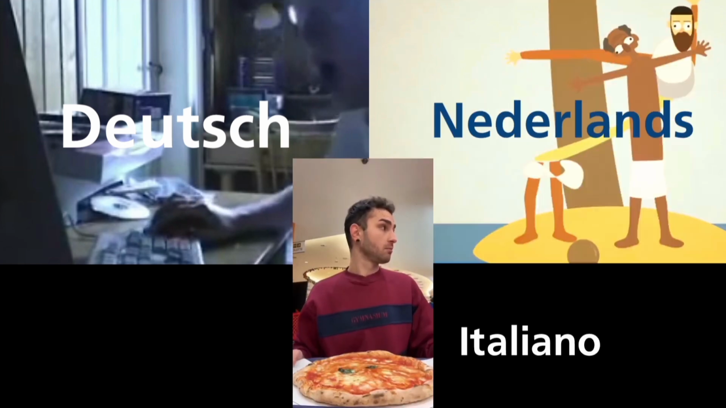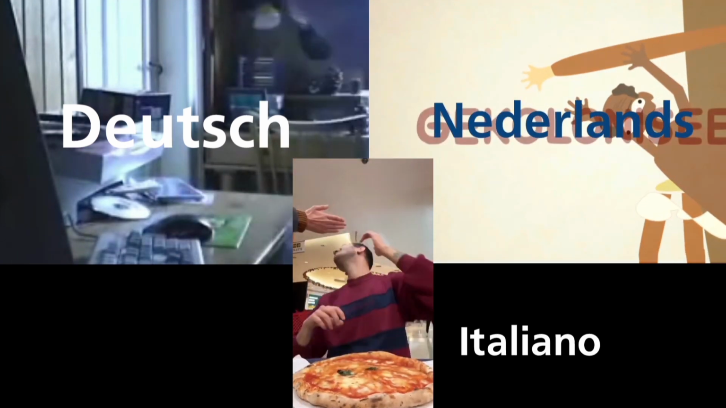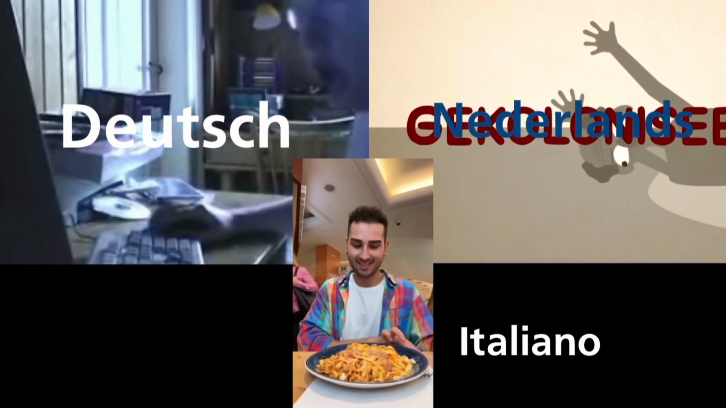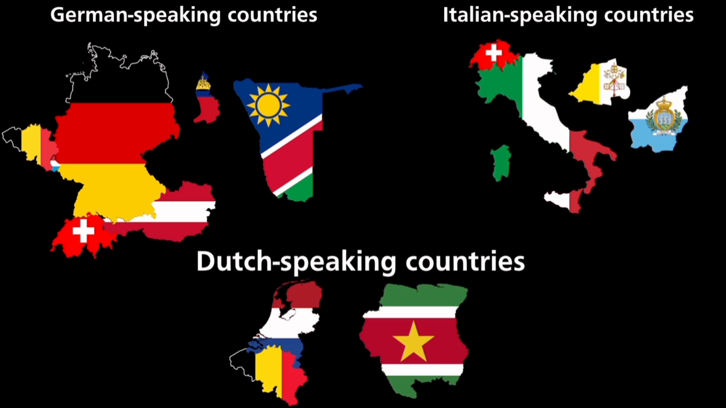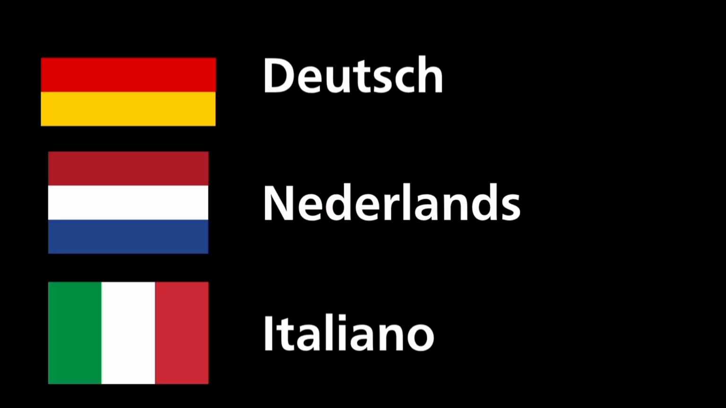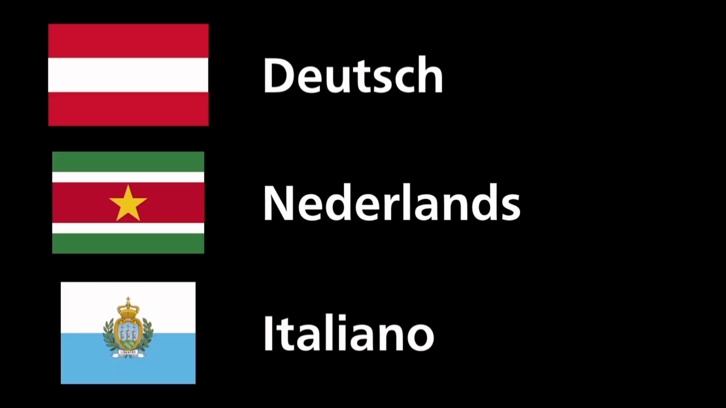German, Dutch, and Italian aren't as globally influential and widespread as the previously mentioned four, and are only limited to a handful of countries. You can use the flags of Germany, the Netherlands, and Italy for representing all those languages respectively, but also the Austrian, Surinamese, and Sammarinese flags to avoid bias.